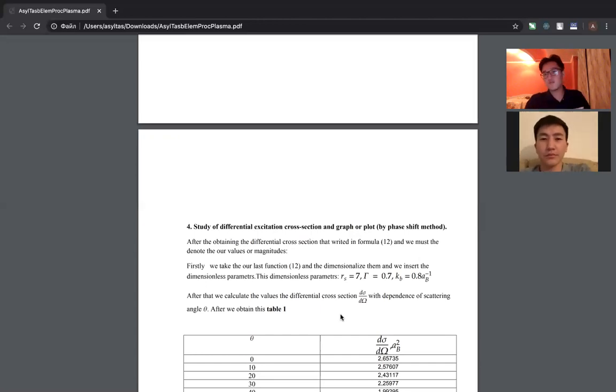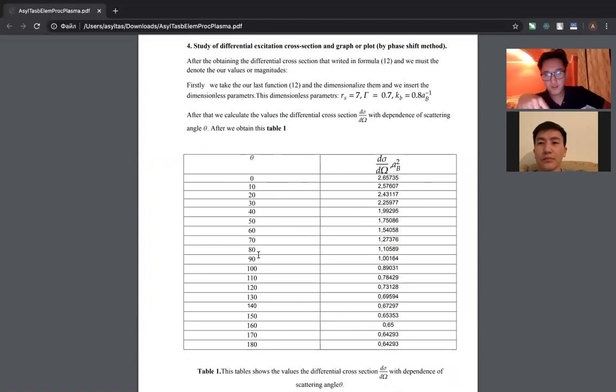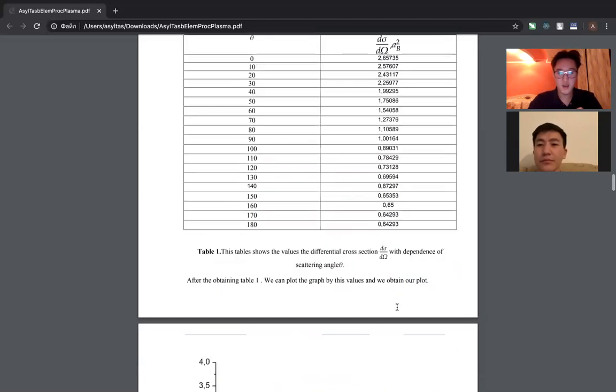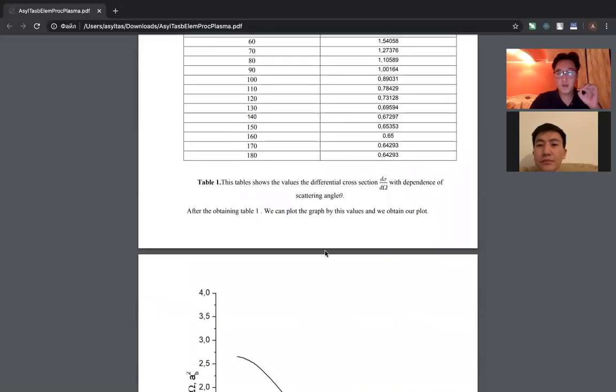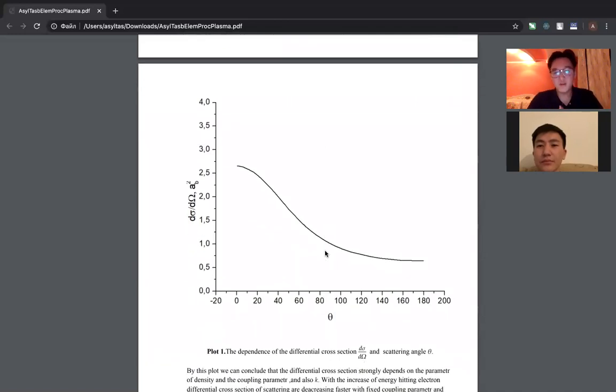It means that we run a loop in our programming language, and we obtain this table 1. This loop starts at 0 of the scattering angle and ends at 180, and in this case we obtain these values. This table shows the values of the differential cross-section as a function of the scattering angle theta. After obtaining table 1, we can plot the graph by these values, and we obtain our plot. This plot describes the dependence of the differential cross-section on the scattering angle.